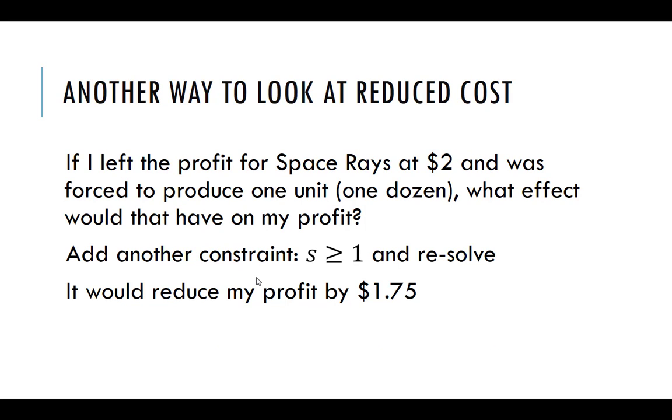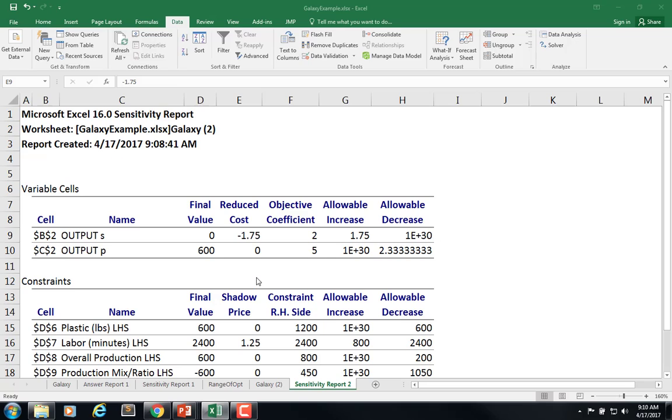So another way to look at reduced cost is if I left the profit for space rays at $2 and was forced to produce 1 unit, 1 dozen, of space rays, what effect would that have on my profit? I could add another constraint, S is greater than or equal to 1, resolve it, and it should knock my profit down by $1.75, that negative 1.75 in the reduced cost, right? So I would go from $3,000 to $1.75 less than that. So let's try that and see what happens.